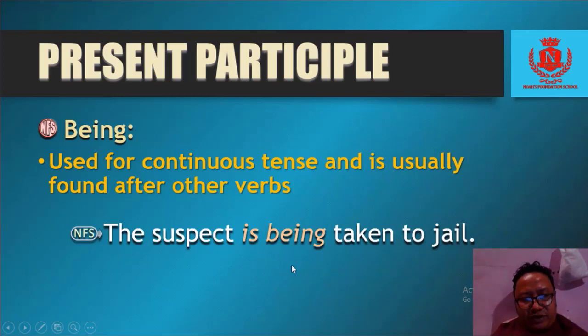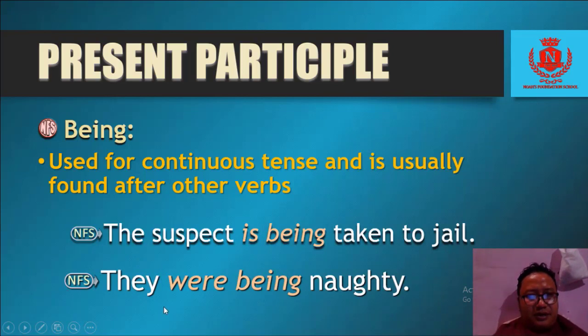But before that, we have to use other verbs. The suspect being chased to jail, we cannot say like that. We have to add this verb is. The suspect is being taken to jail. And here, another sentence: they were being naughty. So we cannot say they was being naughty or they am, because the subject and the verb will not agree with each other.